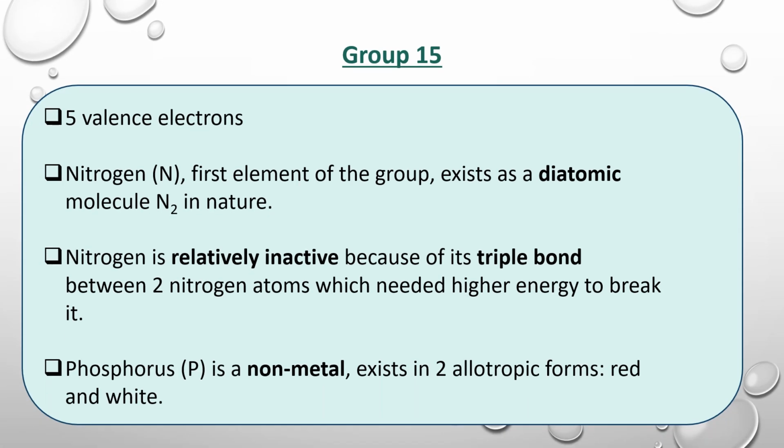Group 15. Elements in this group have 5 valence electrons. Nitrogen, the first element of the group, exists as a diatomic molecule, N2, in nature. Nitrogen is relatively inactive because of the triple bond between two nitrogen atoms, which needs higher energy to break. Phosphorus is a non-metal and exists in two allotropic forms, red and white.